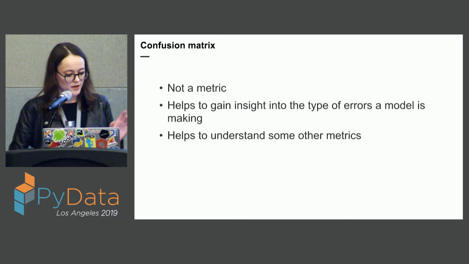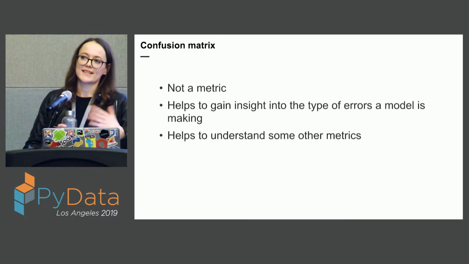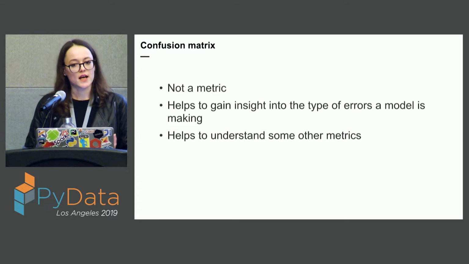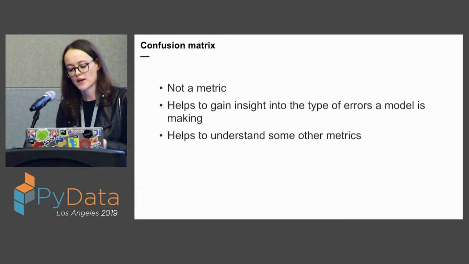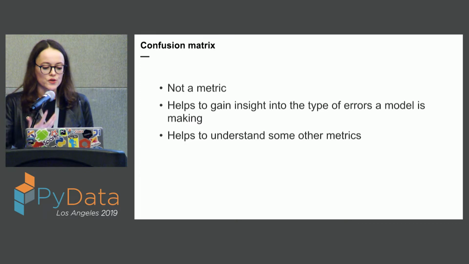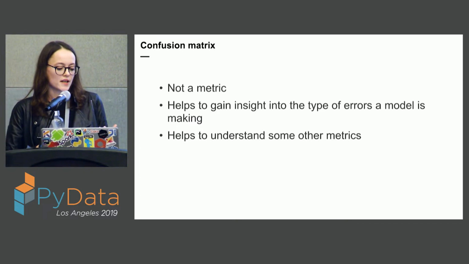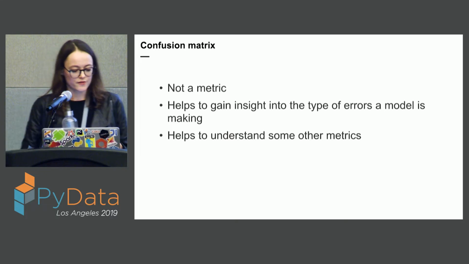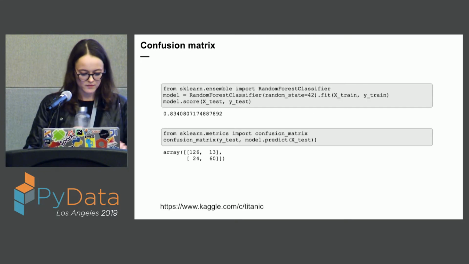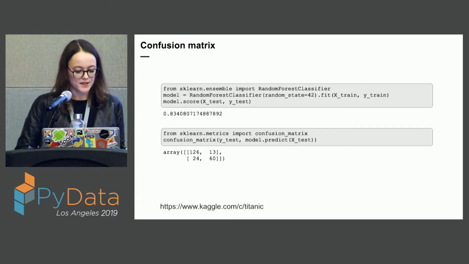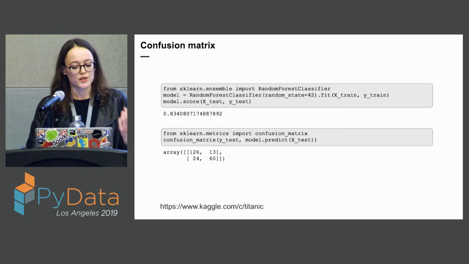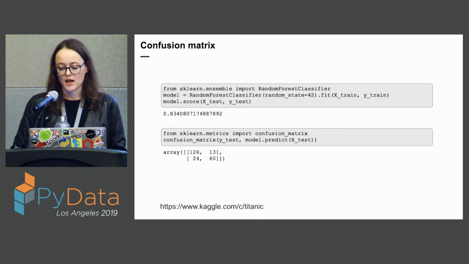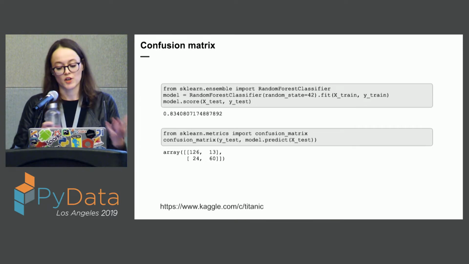But of course, we have a lot more diagnostic tools and other evaluation metrics. And I'm going to start with confusion matrix, which is not a metric, but it's a very useful diagnostic tool to gain insight into the type of errors your model is making. And it also is useful to understand how other metrics work, because we can get them from the confusion matrix. So this time I took Titanic dataset from Kaggle, where the goal is to predict survival of the passengers, skipping all the data cleanup and feature engineering, skipping all the work.